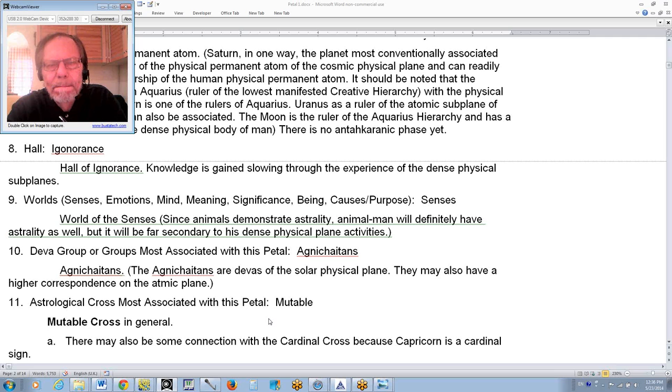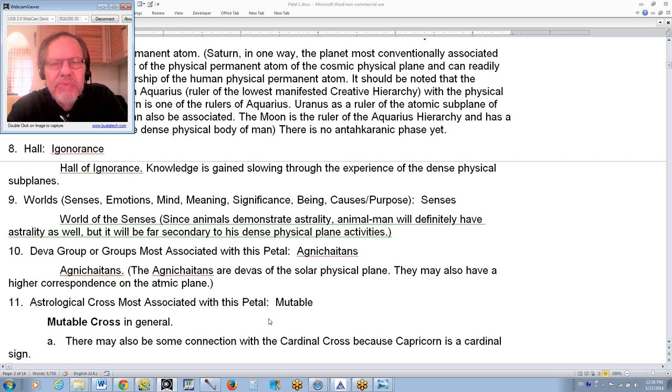of will, and the Manu can operate from that atmic plane, and through wielding the power of Vulcan can enlist the aid of the Agni Chaitans in great volcanic displays and continental changes and so forth. Let's just say Vulcan has a lot to do with earthiness in one of its aspects.